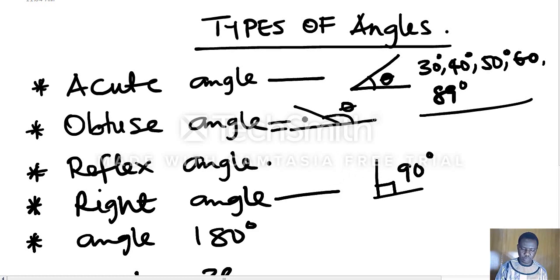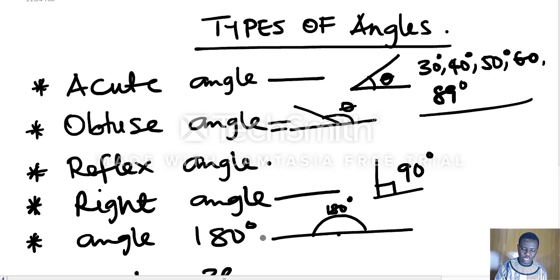180 degrees. And next we have angle 180 degrees, which is said to be the angle on a straight line and can be represented by this. So this is said to be angle 180 degrees.